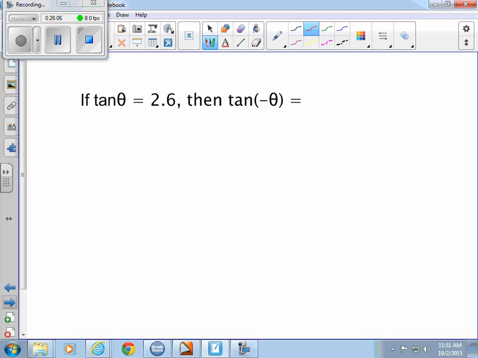Tangent of negative theta, what is that equal to? Negative tangent of theta, right? Where am I getting that from? The rule. I'm going to memorize that rule. Remember on that page, everything works this way except cosine and secant, and then they just get rid of the negative. So negative 2.6. Any questions about that?